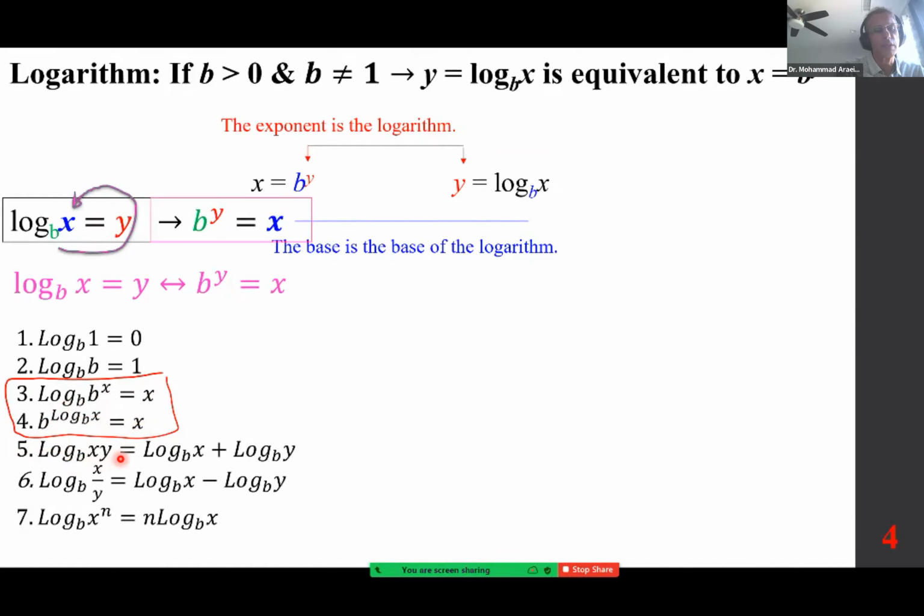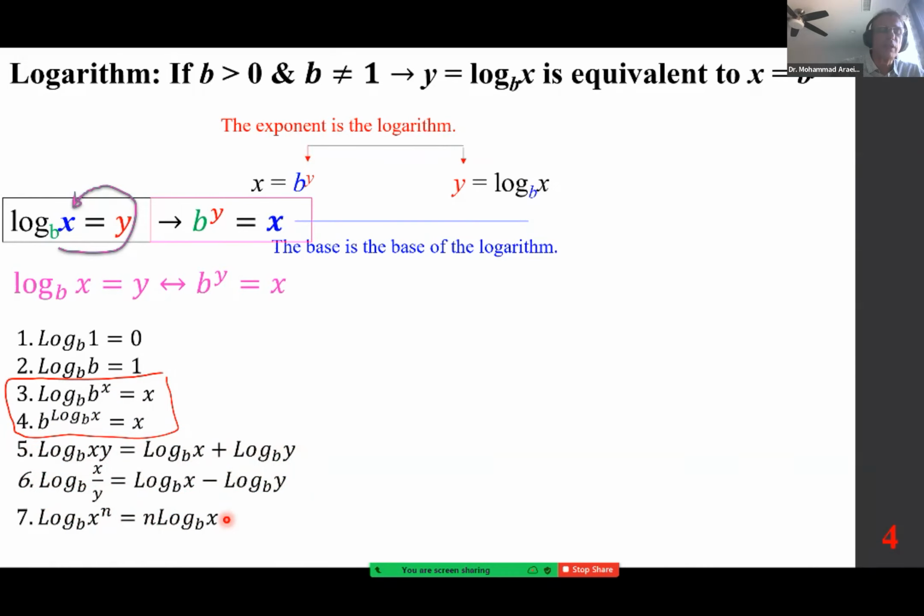Log xy base b is log x base b plus log y base b. This is called the product rule. Log of x over y is log of x minus log of y. All of them have the same base b. This is called the quotient rule. Log x to the power of n is n log x. Both of them have base b, same base. This is known as the power rule.